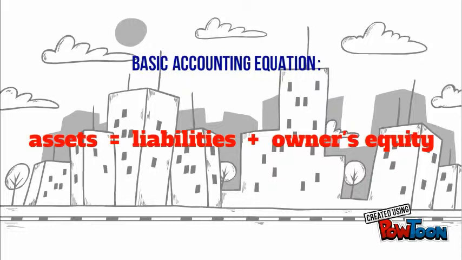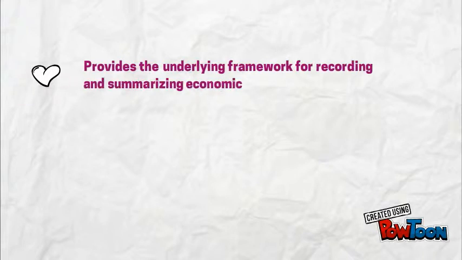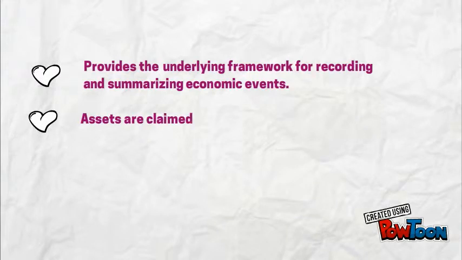We can express the relationship of these as an equation. This is the equation: assets equals liabilities plus owner's equity. So, before you know more about assets, liabilities and owner's equity, you must understand the basic accounting equation. Let's look at this note.